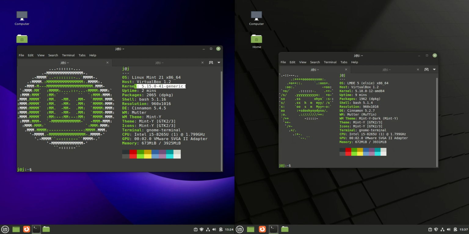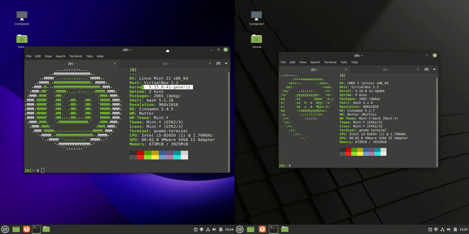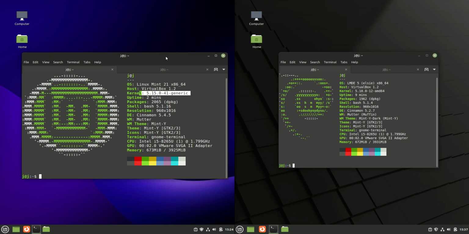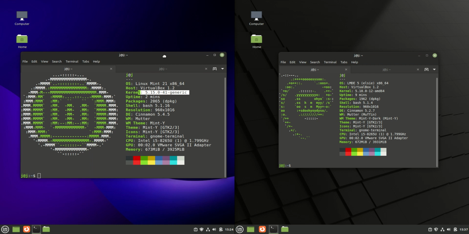So being that Linux Mint 21 is running off the Ubuntu base, the Ubuntu long-term service release, otherwise known as the LTS, it is actually running on a later and greater kernel, so the 5.15 kernel, whereas LMDE 5 is running on the 5.10 kernel, which is really in line with any Debian-based distribution. So it's more of a stable backend, let's say. Older, but more stable. I mean, it's all about the trade-off sometimes, isn't it?